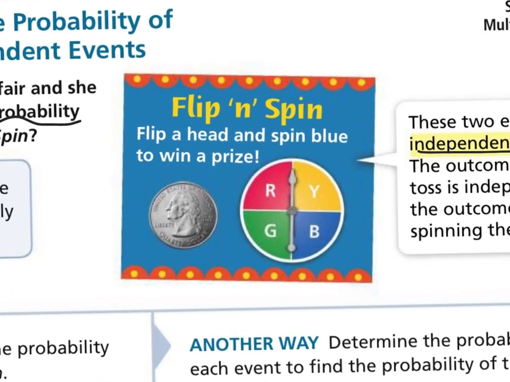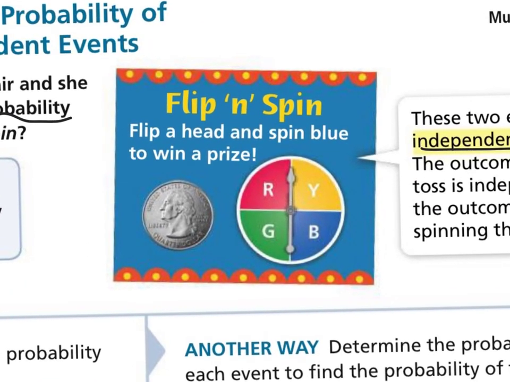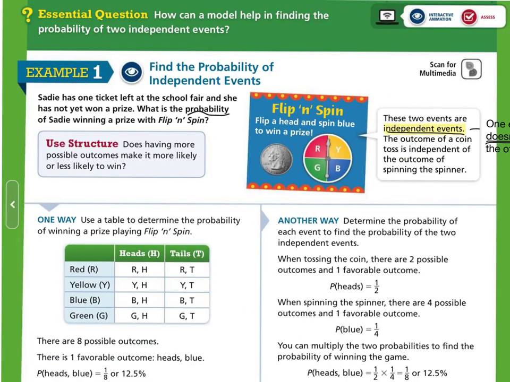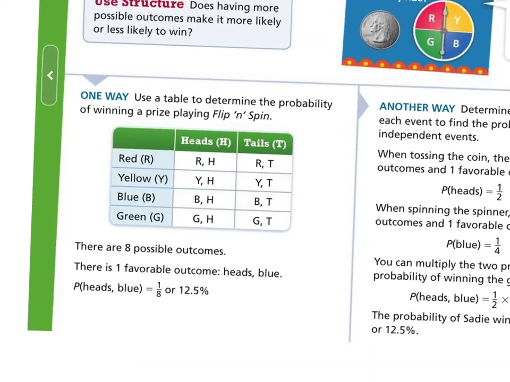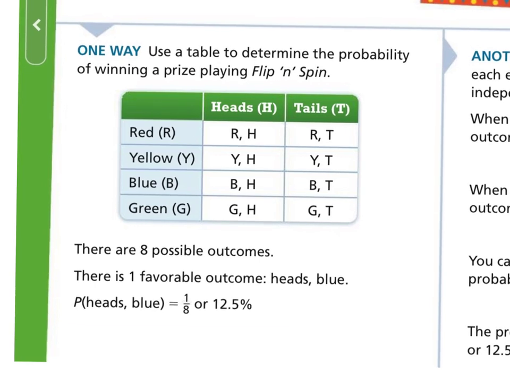So for Flip and Spin, you have to flip a head and spin blue. One way of doing it, what the book did first, is they made a table of all the different options, and they said altogether there's 8 different options, and the way for us to win is if we get heads and blue. So if you look at your chart, heads and blue, that's 1 out of the 8 different options.